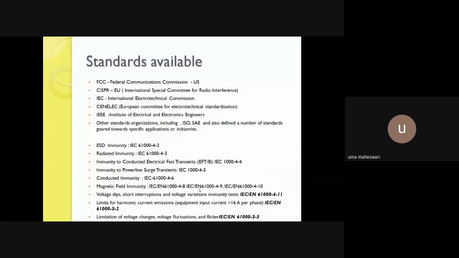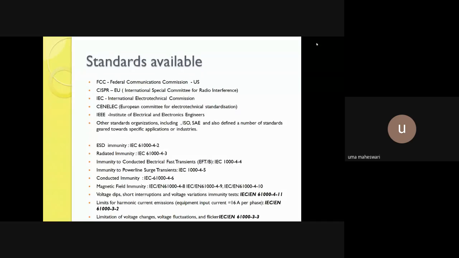So for example, FCC is based on the US, the Federal Communications Commission, and CISPR is based on European bodies: the International Special Committee for Radio Interference, IEC, the International Electrotechnical Commission, and the European Committee for Electrotechnical Standardization. IEEE is the Institute of Electrical and Electronics Engineers, and other standards are also available, including ISO and SAC, which also define a number of standards geared to specific applications or industries for commercial or industrial products.